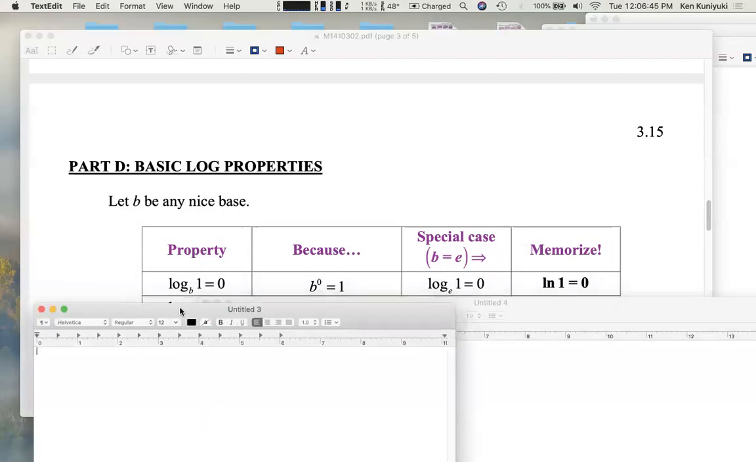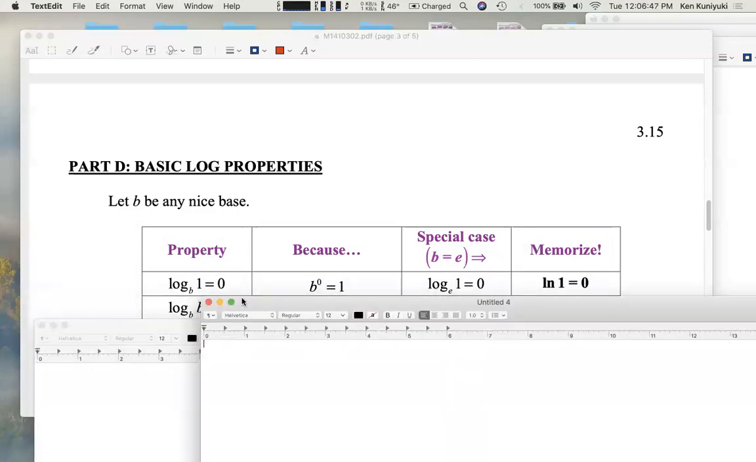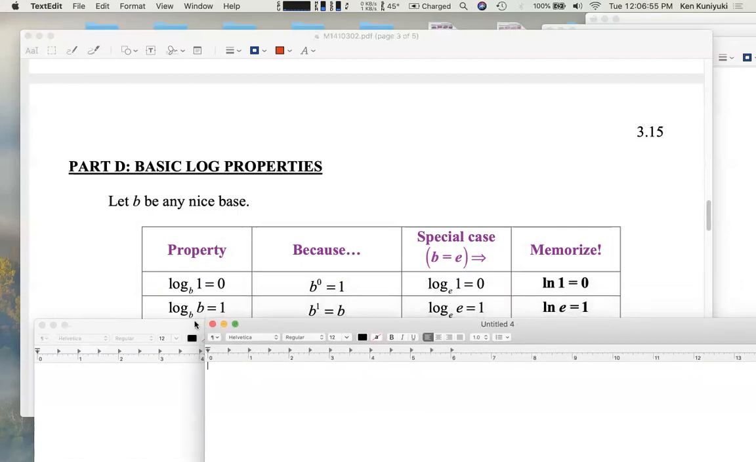All right, next one. For any nice base b, what is log base b of b? b to the what is b? Well, a horse is a horse. b to the first is b to the first, right? So the log here is 1. 1 is the exponent that takes you from b to itself. In particular, log base e of e is 1. In other words, ln of e is 1. That's what you really memorize.